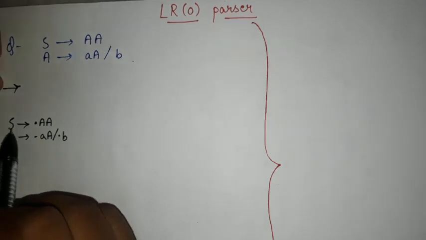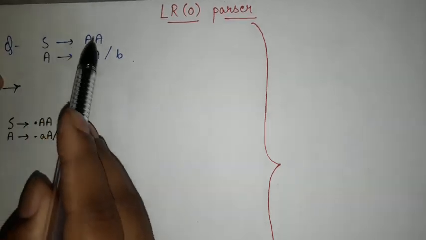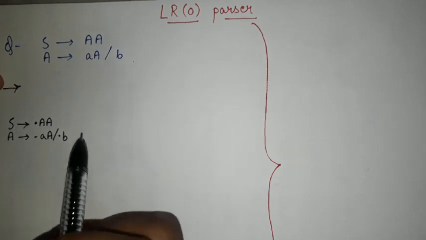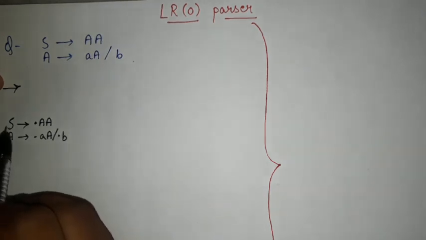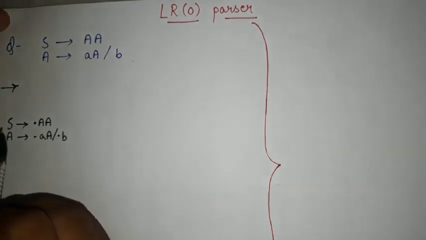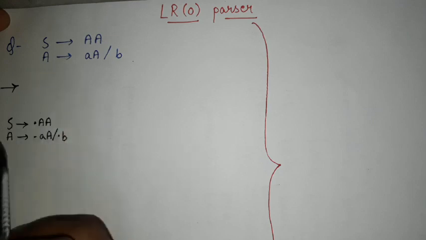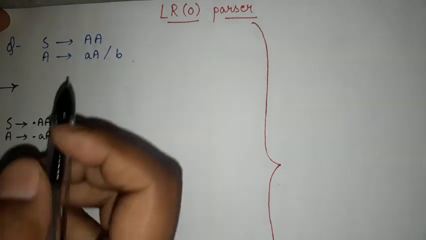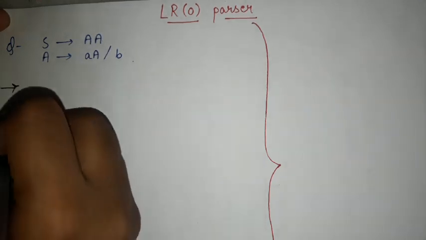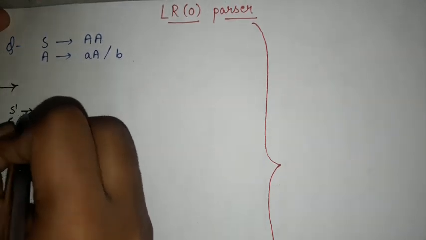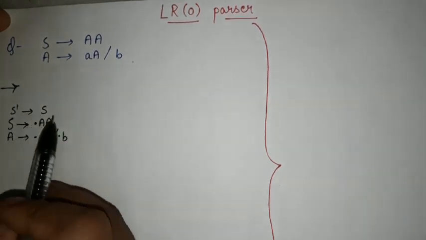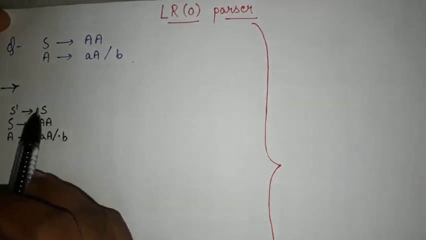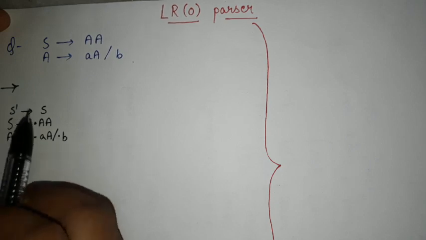So first of all, I will get the dot in the beginning, that is S gives dot AA, A gives dot a or dot B. Now one more thing here: the starting symbol is there, so it is important to parse this starting symbol also. These 2 productions are already given, but for the starting symbol we will add one augmented production, that is S dash gives S. This is known as the augmented production, and we have to add this augmented production by ourselves.